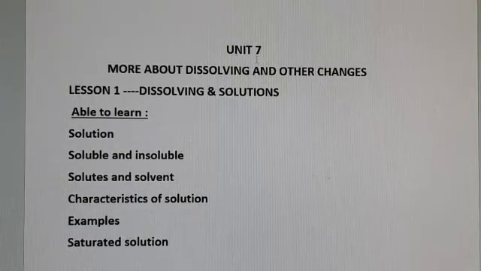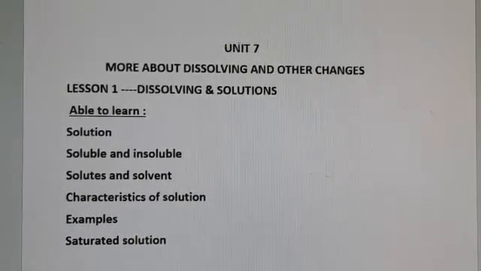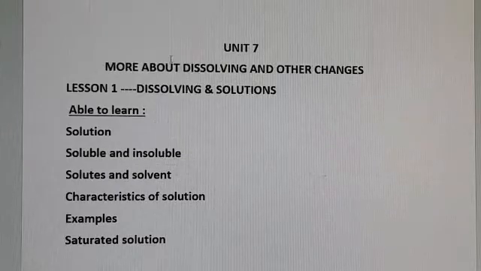Good morning, students. Today we are going to start a new unit, which is Unit 7, more about dissolving and other changes. In this unit, Lesson 1 is about dissolving and solutions.